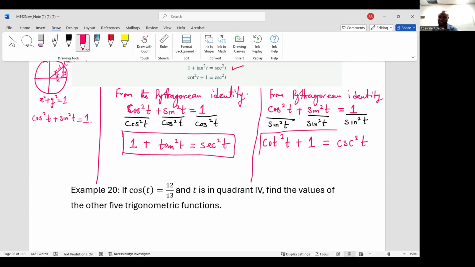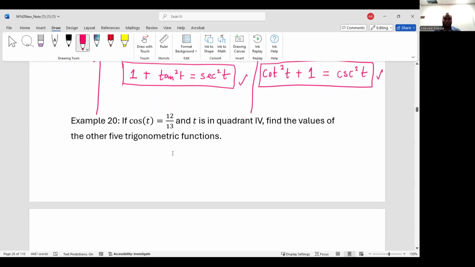Again, we have derived another Pythagorean identity. This one. So, do you need to memorize all this? No, not really. All what you need to remember is our friend here, this guy. Cosine squared of t plus sine squared of t is 1. If you know that, then you know that you can divide all through by cosine squared of t and by sine squared of t. You will get this other Pythagorean identity.